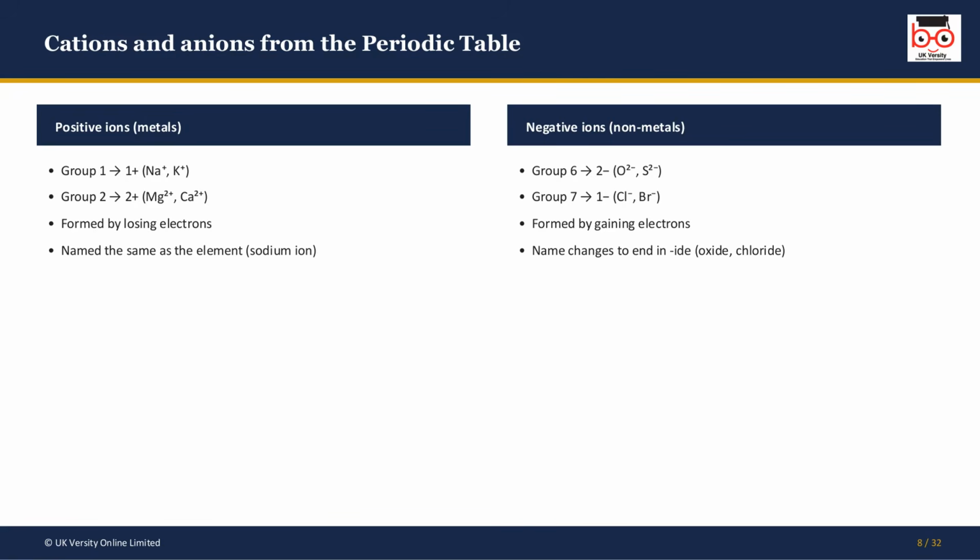Let's lay the two sides out together. On the positive side, Group 1 metals form 1+ ions like sodium and potassium, and Group 2 form 2+ ions like magnesium and calcium, all by losing electrons, and they keep the element's name, so sodium ion. On the negative side, Group 6 form 2- ions like oxide and sulfide, and Group 7 form 1- ions like chloride and bromide, all by gaining electrons, and their name changes to end in -ide.